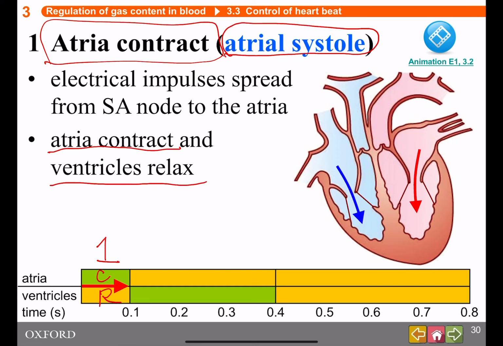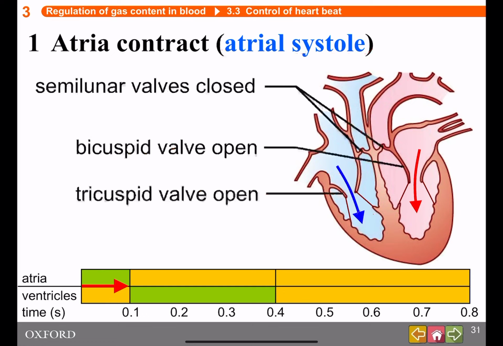Of course, it will cause the blood to flow from the two atria down to the two ventricles. And of course, during this period, the bicuspid and tricuspid valves are open, and the semilunar valves at this time are closed.